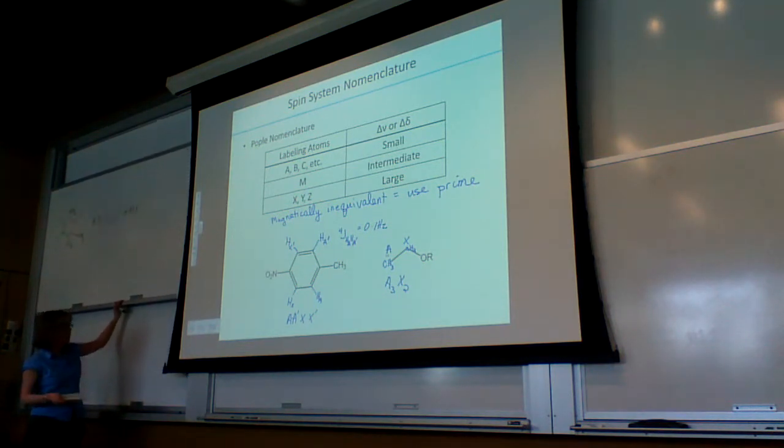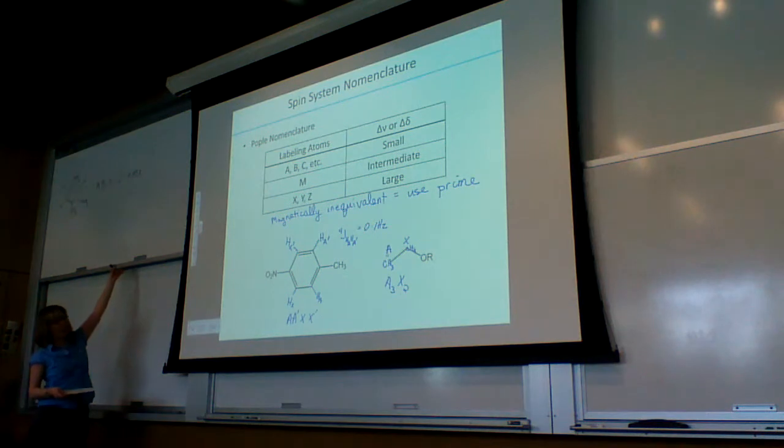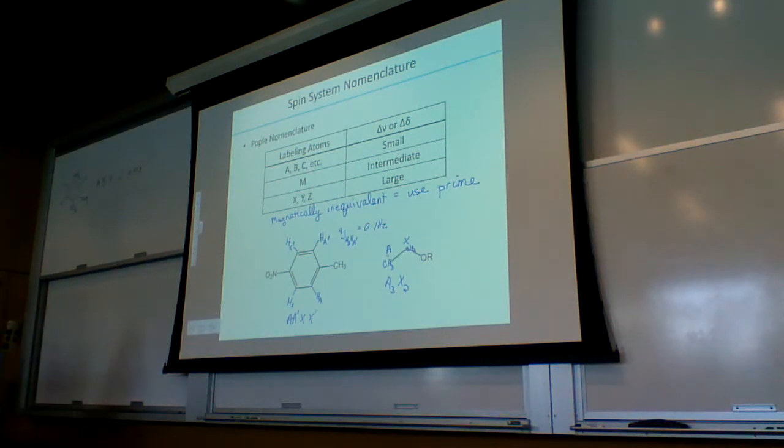There are going to be some systems that are chemically equivalent, but not magnetically equivalent.